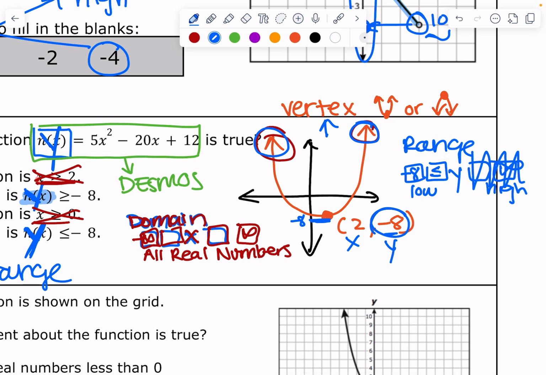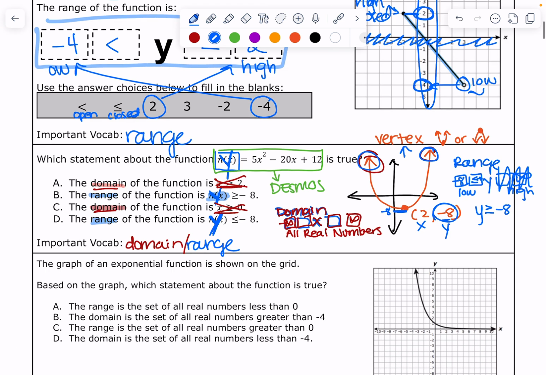But here's what I need to do. I need to put the y in the front, and this is eating my y, so it's going to continue to eat my y, -8. So my answer, the only one that matches, would be B. D would not be good.